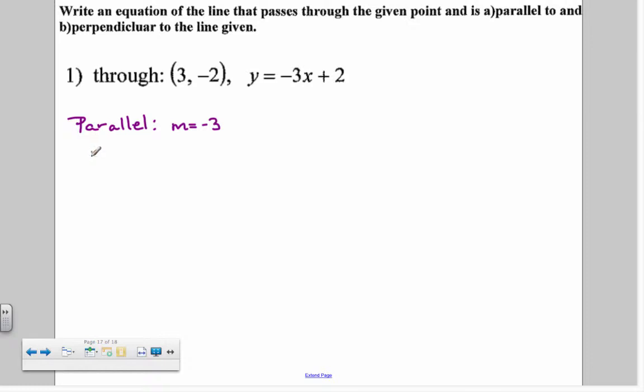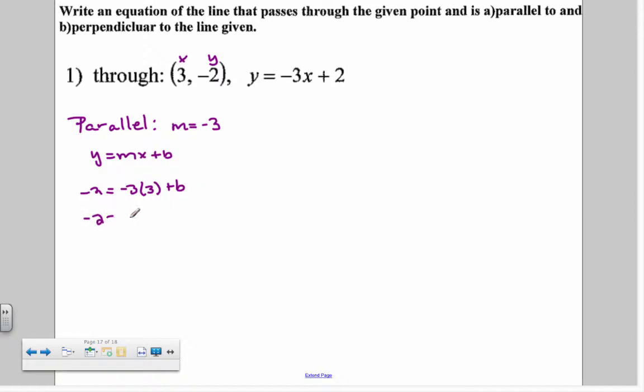So let's rewrite this new thing. We want y equals mx plus b form. And I'm going to use this point as my x and y, one of the points that will go through this line. So let's fill in the information I have. I know my slope is negative 3. I know my y is negative 2. So negative 2 equals negative 3 times my x, which is 3. But I don't know the y-intercept of this parallel line. So let's solve for b in the parallel line.